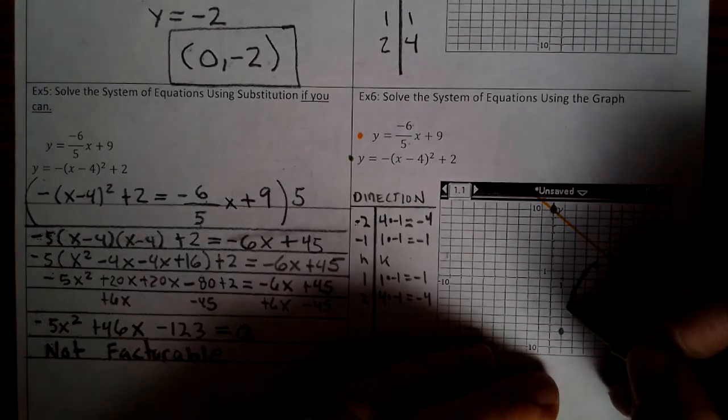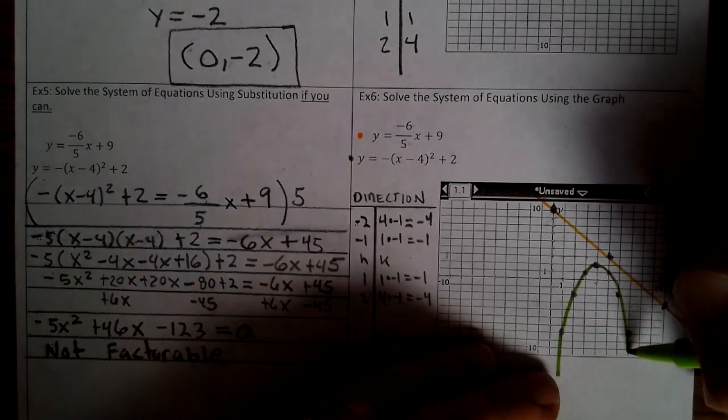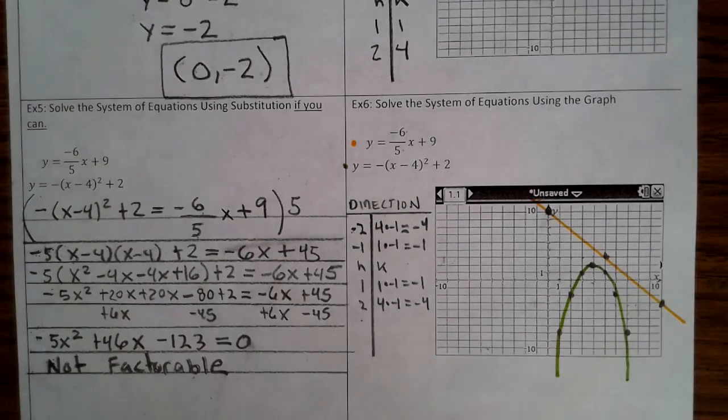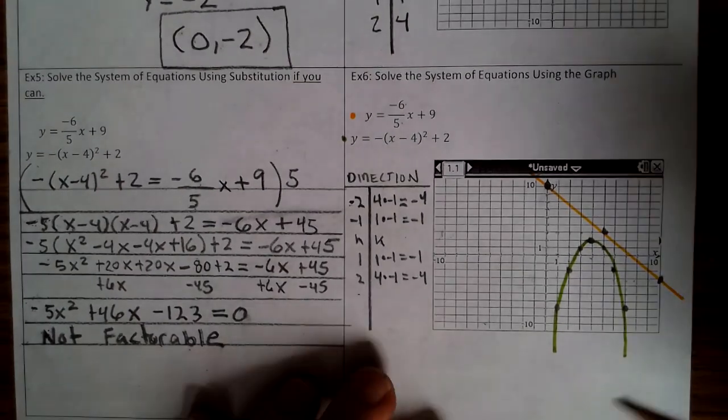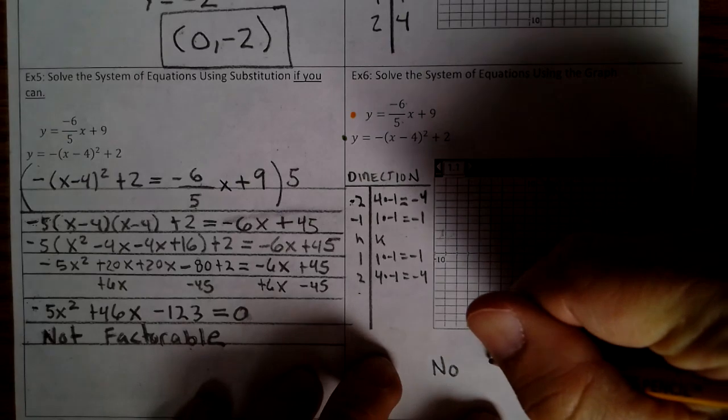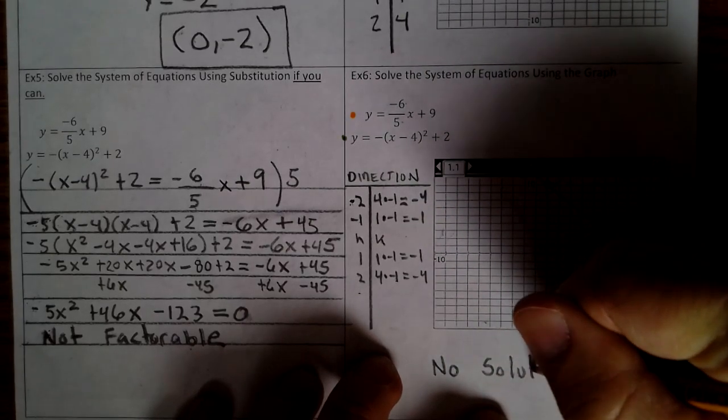Now you can see here the reason why it wasn't factorable is because they don't intersect. And when they don't intersect, there's no solution.